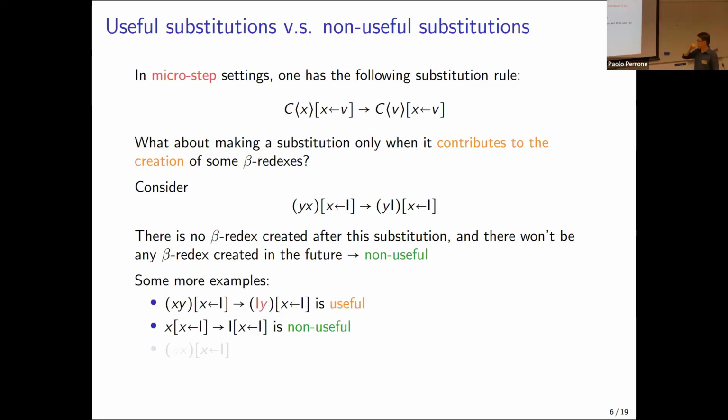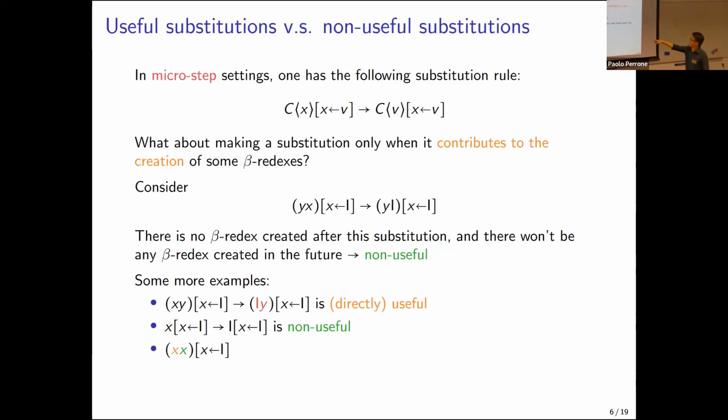I'm going to give you some more examples here. For example, here, you replace this x with I, and I is applied to y, which is a variable. So this step is called variable. And this example is non-useful because there's no beta redex that can be created in the future. And actually, we should call this directly useful, because it directly creates beta redexes. I'm going to show you in the next slide that there are some steps that are indirectly useful. It means that it somehow contributes to the creation of some beta redexes, but in the future.